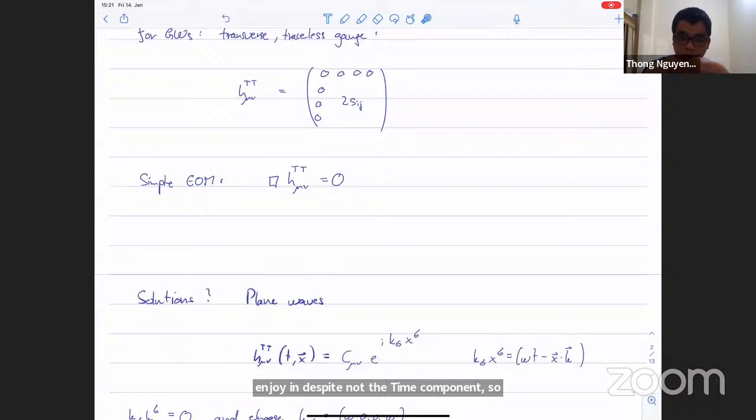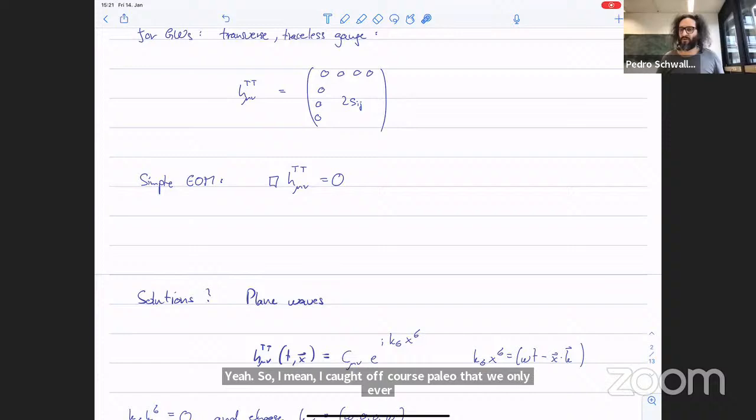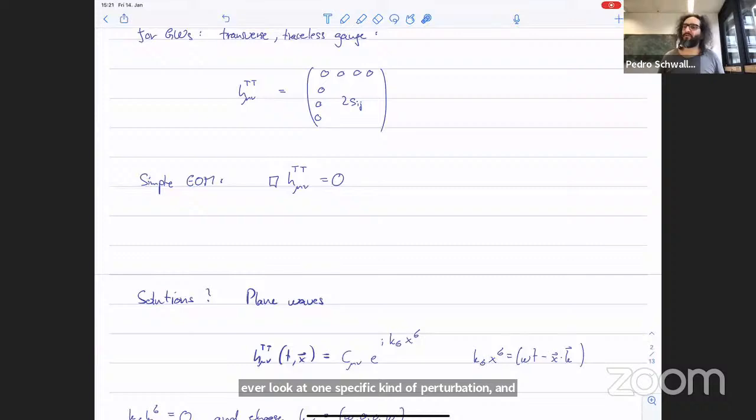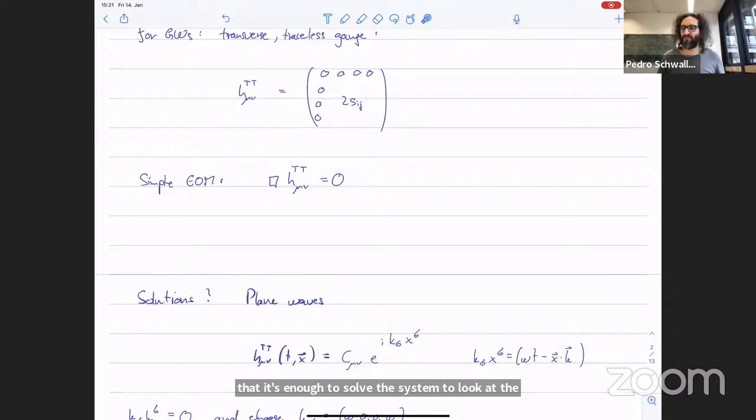That's right. I could of course tell you that we only ever look at one specific kind of perturbation, and then you would worry that maybe this is not the most generic gravitational wave we find. However, due to gauge invariance, it's a much stronger statement. Namely, we can show that it's enough to look at the system in this particular gauge, and that this gives us all the gravitational waves that can be.